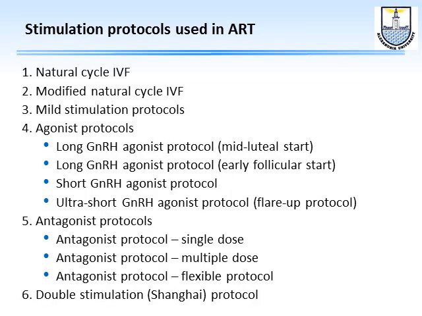So this is the summary of what we have been saying today. We have a natural cycle, IVF, giving nothing. Modified natural cycle, giving no stimulation, but adding HCG and sometimes GnRH antagonists to prevent the LH rise. Mild stimulation protocols, where we would give a smaller dose of FSH and then GnRH antagonists to prevent LH, and then give rHCG. The agonist protocols, the long mid-luteal protocol and the long follicular protocol.